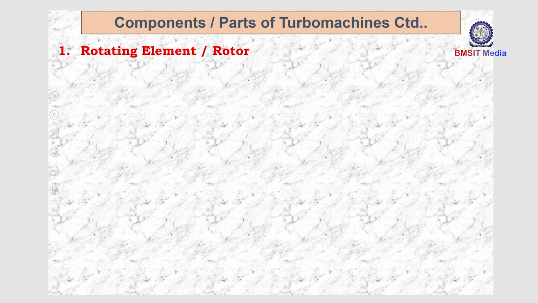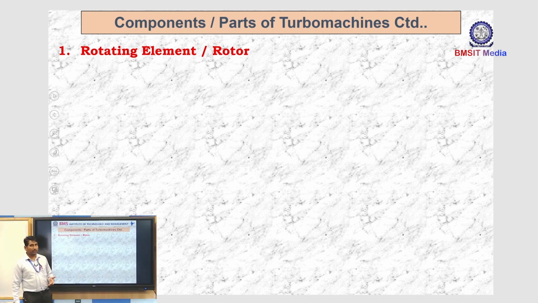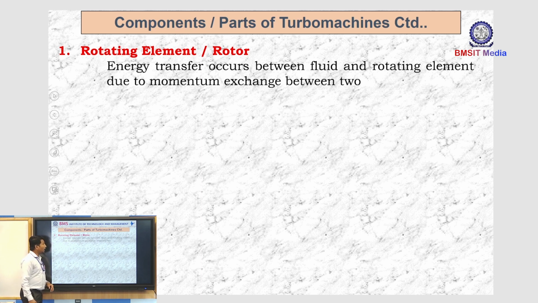First component is the rotating element, or the other name is rotor. It is a mandatory part for all the turbo machines. In this rotor, what will happen? Energy transfer occurs between the flowing fluid and the rotating element due to the momentum change between the fluid as well as the rotor. And it is a mandatory part.